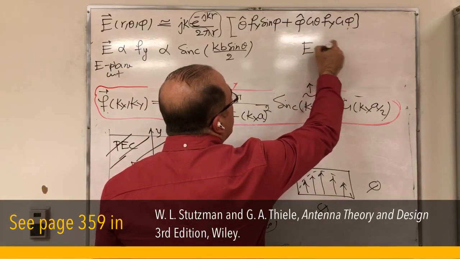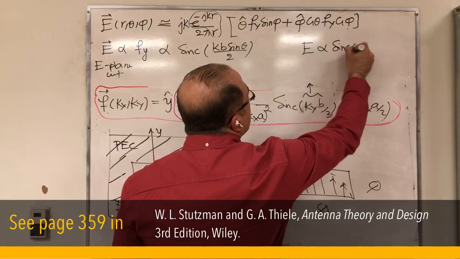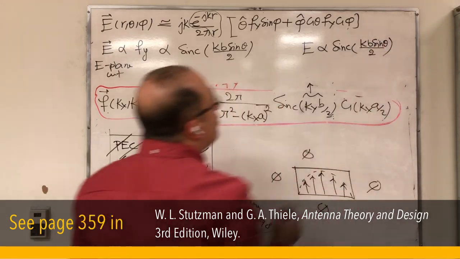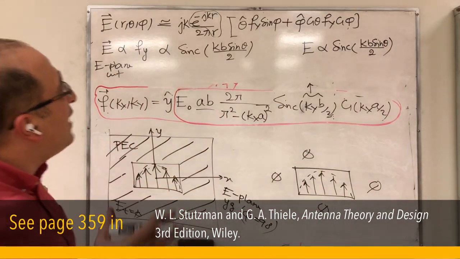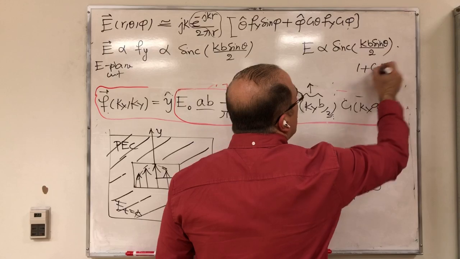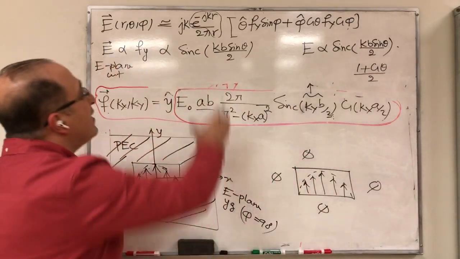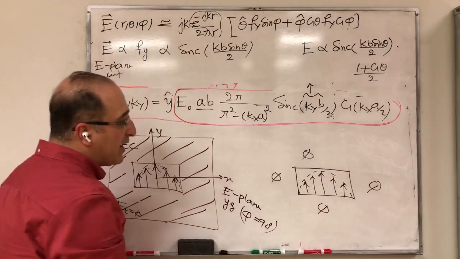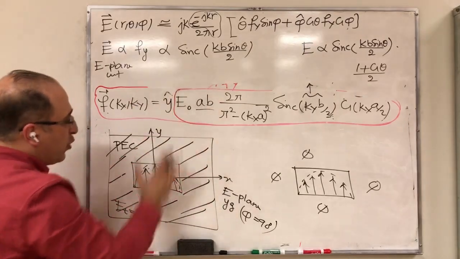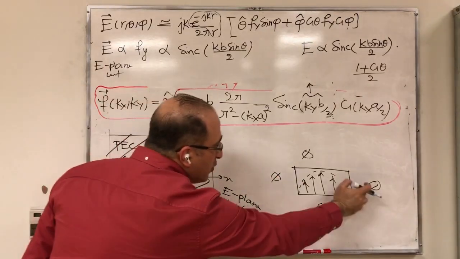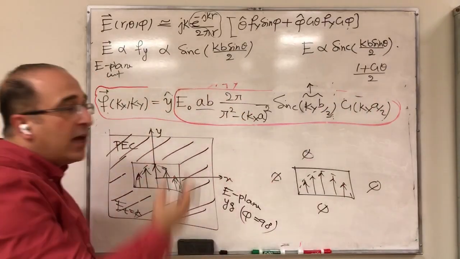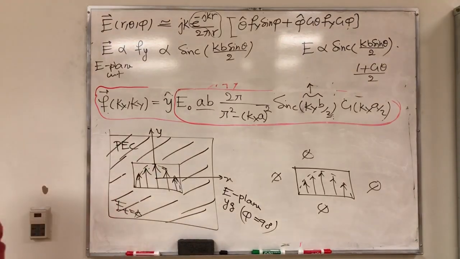So the E-plane would be this sinc function that we have, which is kb sin theta divided by 2. But then you're going to have one extra factor, which is multiplied by (1 plus cos theta) divided by 2. You're going to get this, but then you're also going to have an extra factor because you didn't have this perfect PEC for this case. So if you go by the method of assuming everything is 0, then the error term that you have is essentially this. Now let's check this error term and understand its effect.